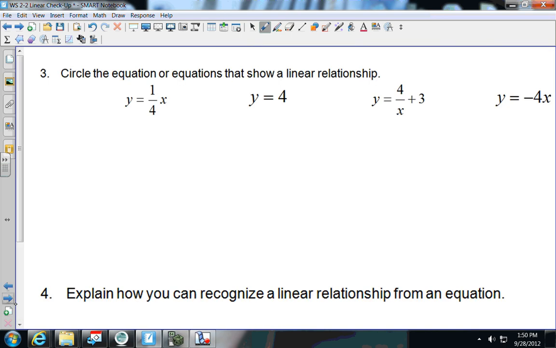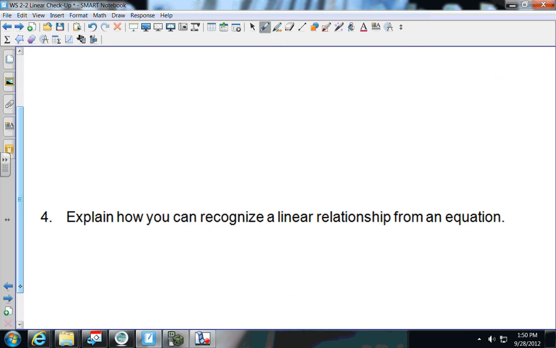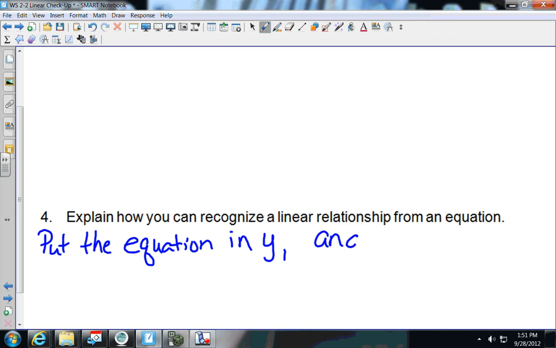Next, it says circle the equations that show a linear relationship, and explain how you can recognize a linear relationship. Well, one, we're going to put it in the calculator. Put the equation in y1 and graph it. It is linear if it is a straight line.